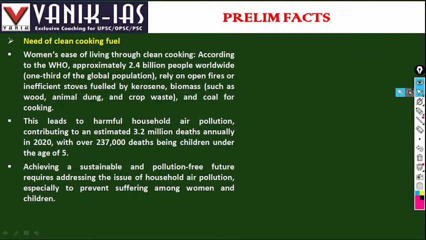According to WHO, approximately 2.4 billion people worldwide, one third of the global population, rely on open fires or inefficient stoves fueled by kerosene, biomass such as wood, animal dung, and crop waste, and coal for cooking. This leads to harmful household air pollution, contributing to an estimated 3.2 million deaths annually in 2020, with over 237,000 deaths among children under the age of 5.